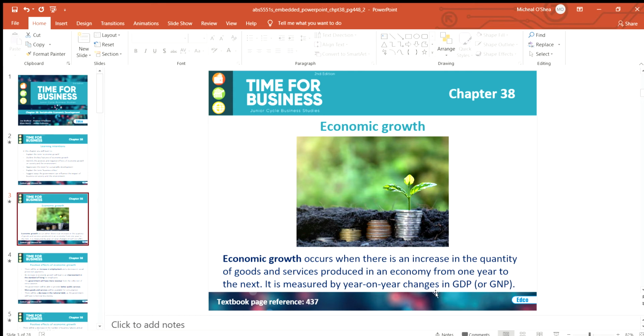It occurs where there is an increase in the quantity of goods and services produced in an economy from one year to the next. So obviously, you hear this economic growth thrown out there in the news. It's something that you would come across. But how does somebody quantify economic growth? In other words, how do you know that the economy is growing? And you can't just take a guess.